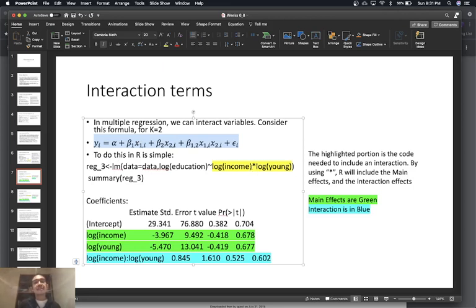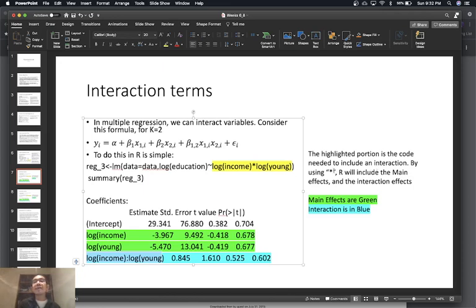All you need to do is, if it's something like this, where each one has a main effect, and then each one has an interaction, all you need to do is write log income star log young, and then that will give you that interaction. In the code or in the results, here are the main coefficients. That's the beta 1 and beta 2. And then here is the beta 1,2, which is the interaction between the two. Okay, so the highlighted portion is the code needed to include an interaction.